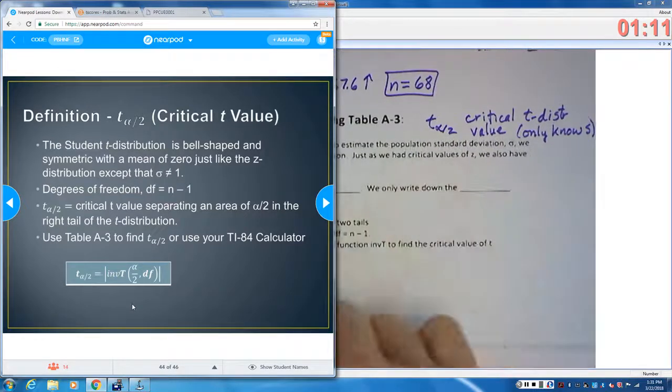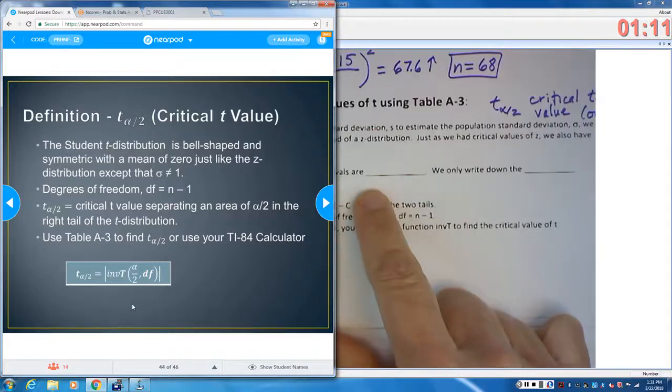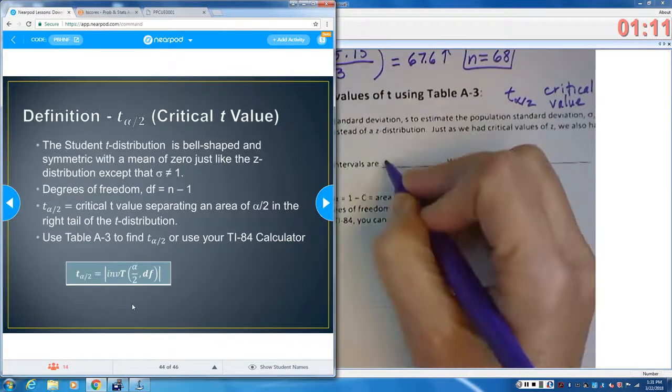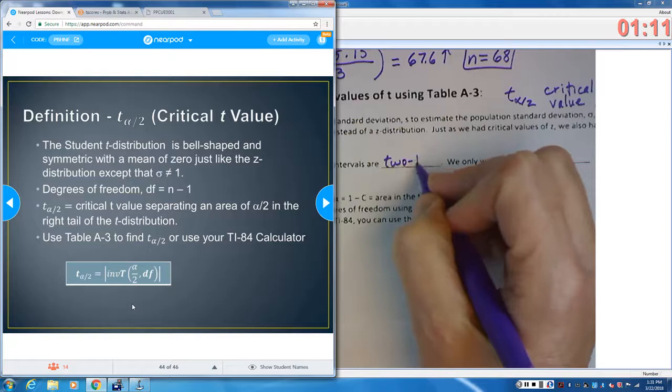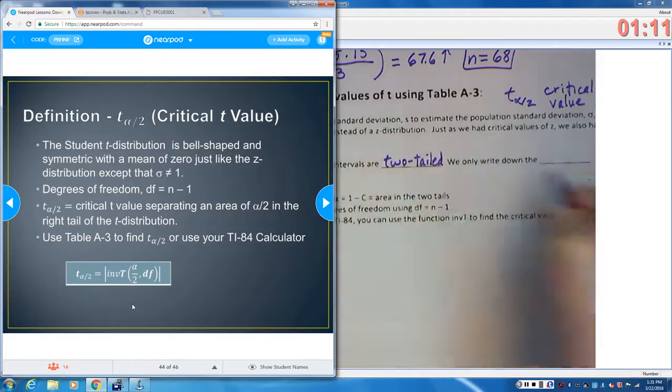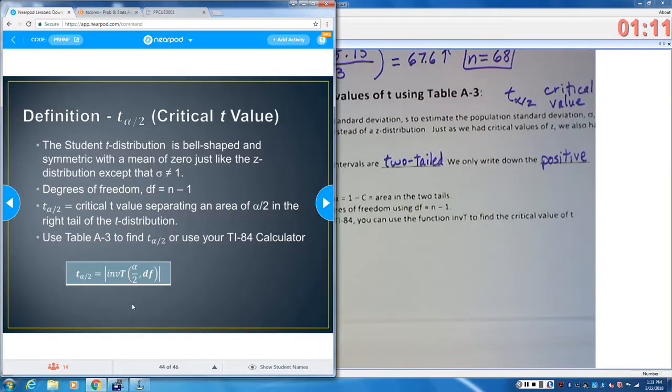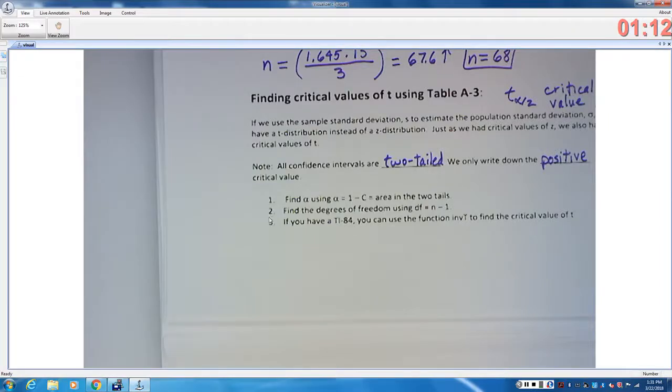We also have critical values of T, and again, all confidence intervals are two-tailed. I wrote that before. And we only write down the positive critical value. Since we know there's a positive and a negative, but for confidence intervals we know they're always two-tailed, so we're saving some writing and we write down just the positive one. These are our steps. We still find alpha by taking 1 minus c, and then we find our degrees of freedom by taking n minus 1.